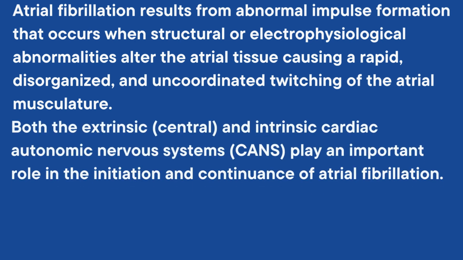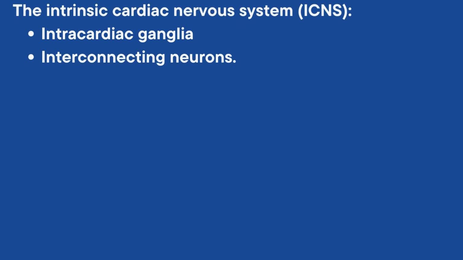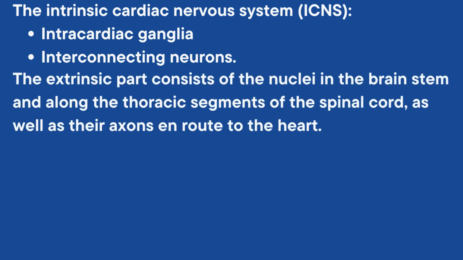Both the extrinsic, that is central, and intrinsic cardiac autonomic nervous system, that is CANS, are thought to play an important role in the initiation and continuance of atrial fibrillation. The intrinsic cardiac nervous system includes the network of the intracardiac ganglia and interconnecting neurons. The extrinsic part consists of the nuclei in the brainstem and along the thoracic segments of the spinal cord, as well as their axons en route to the heart.